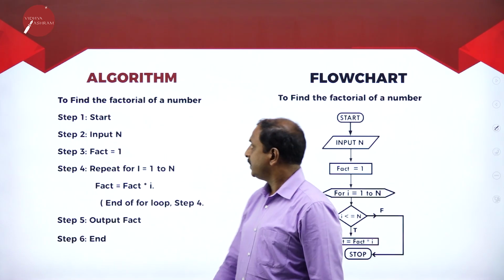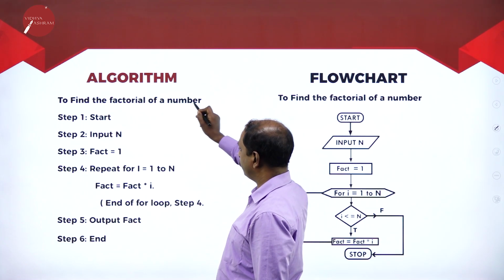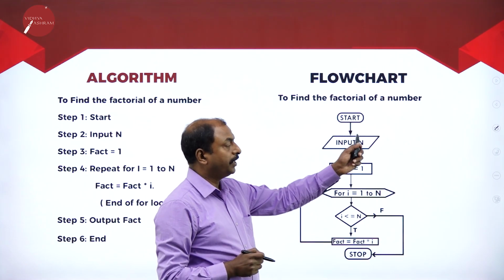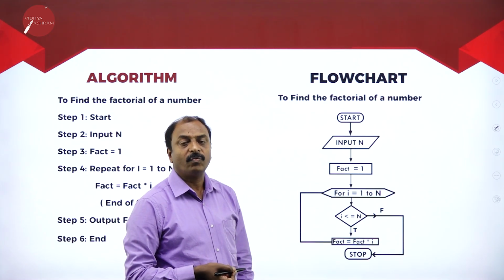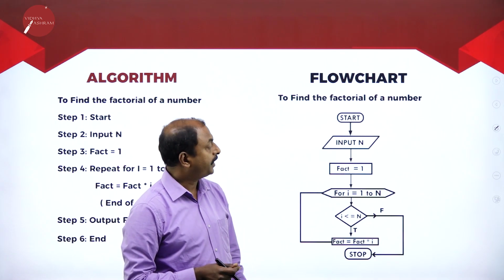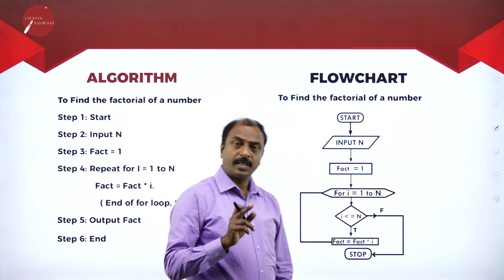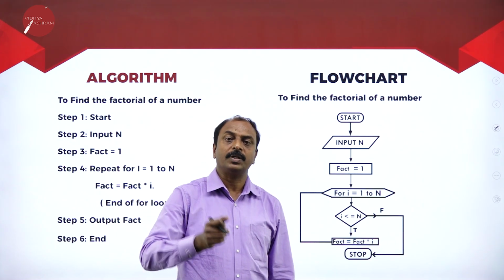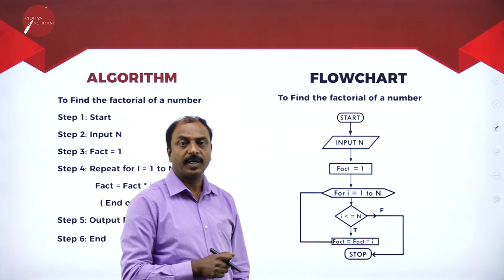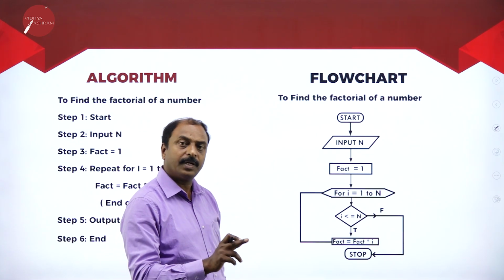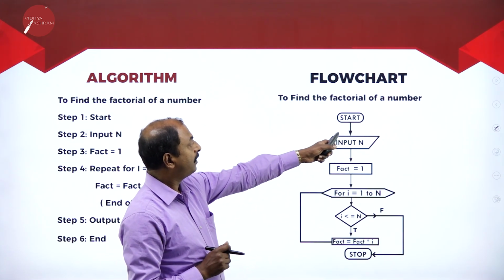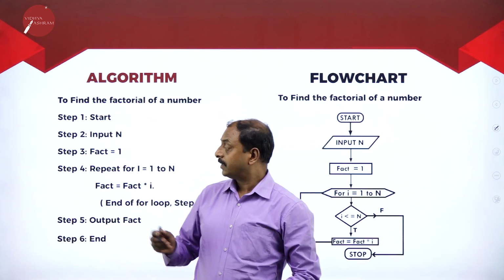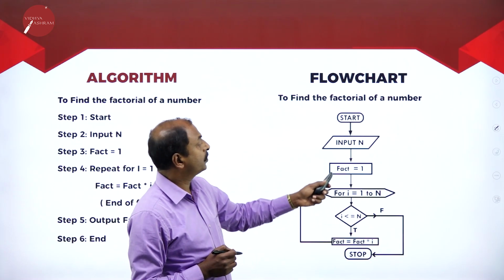Next example is to find the factorial of a number. Already we have learned in our algorithm what factorial is. It is multiplication of the given number from 1 up to the given number, or successive multiplication of the digits from 1 up to the given number n. So same thing here. Here you can compare this algorithm as well as this flow chart.